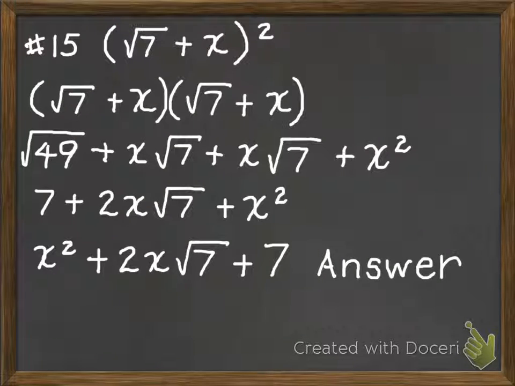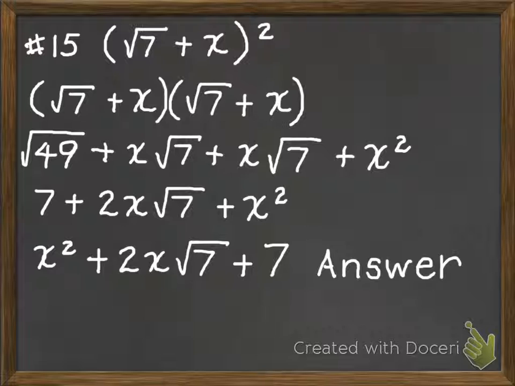Number 15. Multiply the square root of 7 plus x all squared. This means that our base is square root of 7 plus x. So to translate that, we write the square root of 7 plus x times the square root of 7 plus x. And then we FOIL. The square root of 7 times the square root of 7. By the product rule, that's the square root of 7 times 7, which is 49.